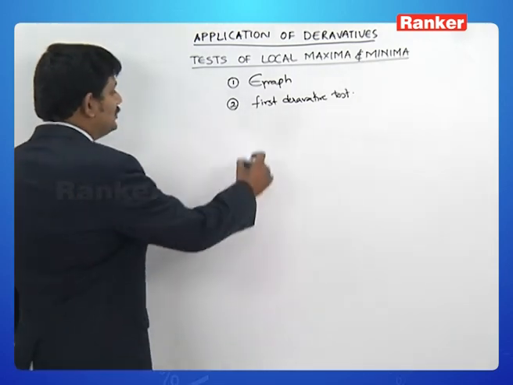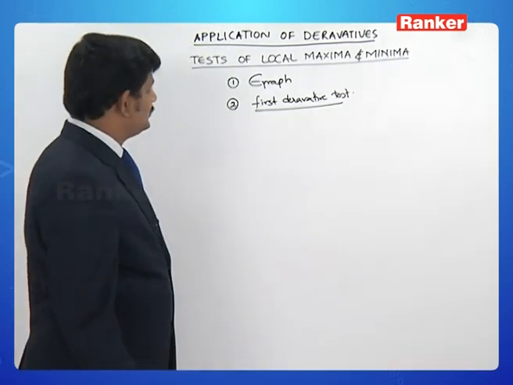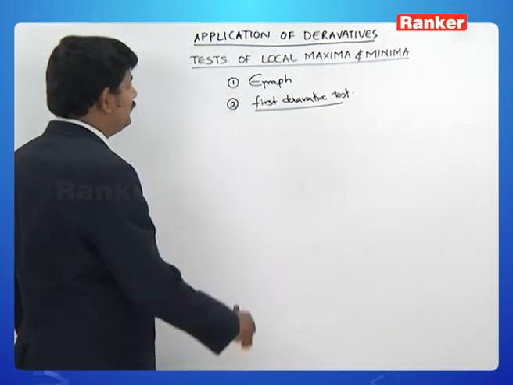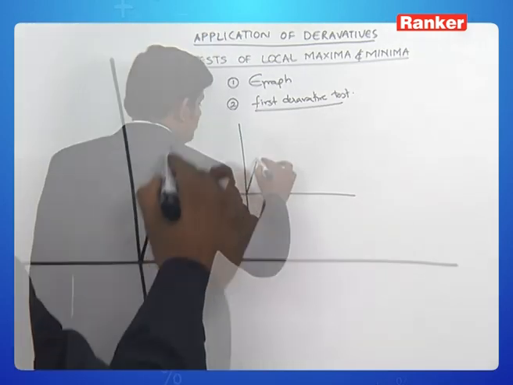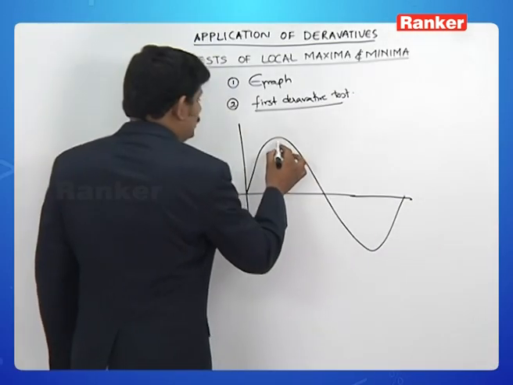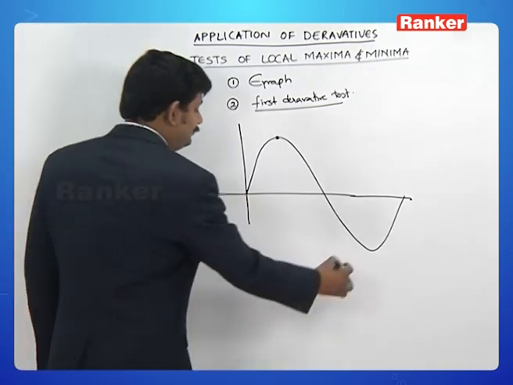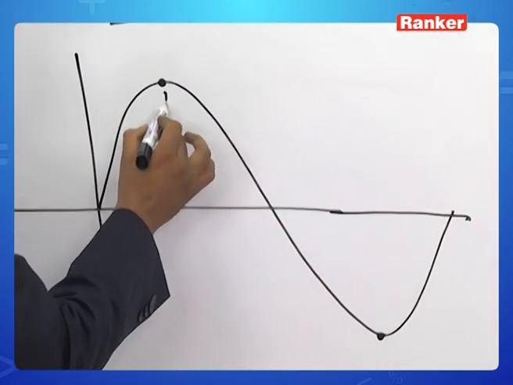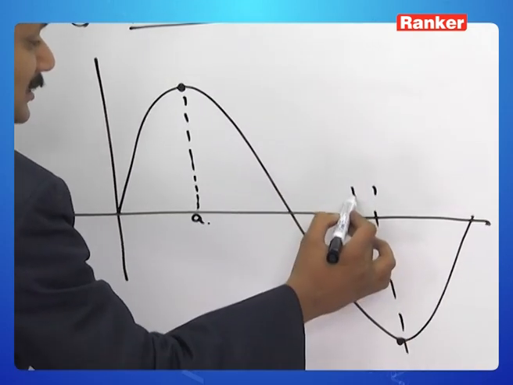So, while using the first derivative test, let us just observe the graph of a function which gives us a local maxima and a local minima. So, this is an example of a function which gives us a local maxima and a local minima. Local maxima is at a point A and local minima, let us say, is at a point B.